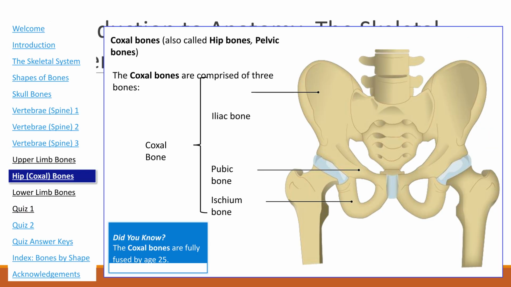The bones of the upper limb include the clavicle, scapula, humerus, ulna, radius, carpals, metacarpals, and phalanges. This slide provides an unlabeled view of the upper limb bones for practicing identification.